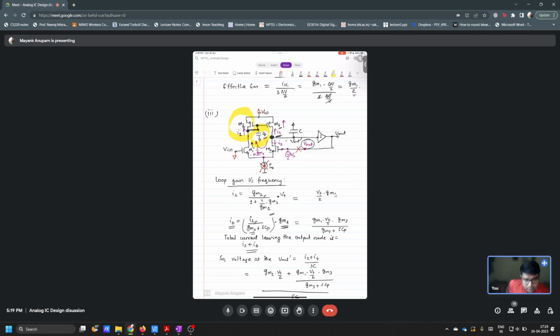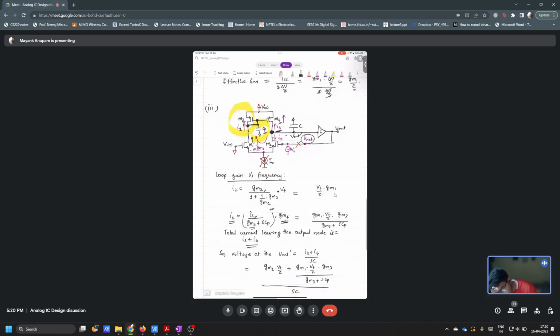Yes, exactly. So in that case, the current is I2 into 1 by CP divided by 1 by GM plus 1 by SCP, right? Okay, so what is the formula of current division? It will be here GM3 divided by GM3 plus SCP, right?